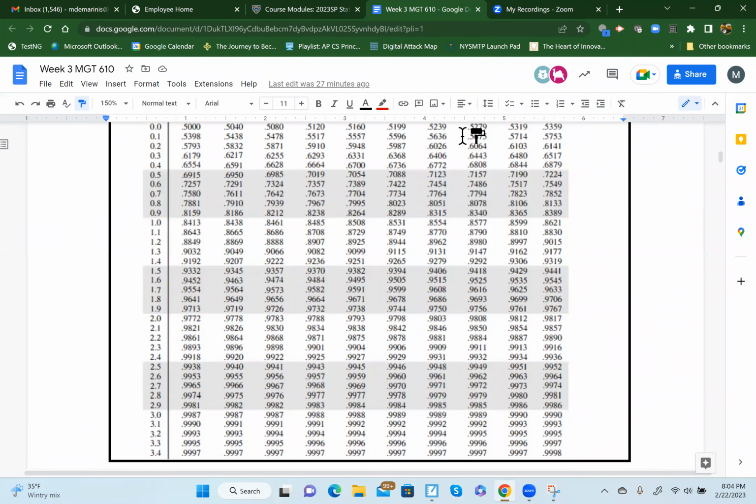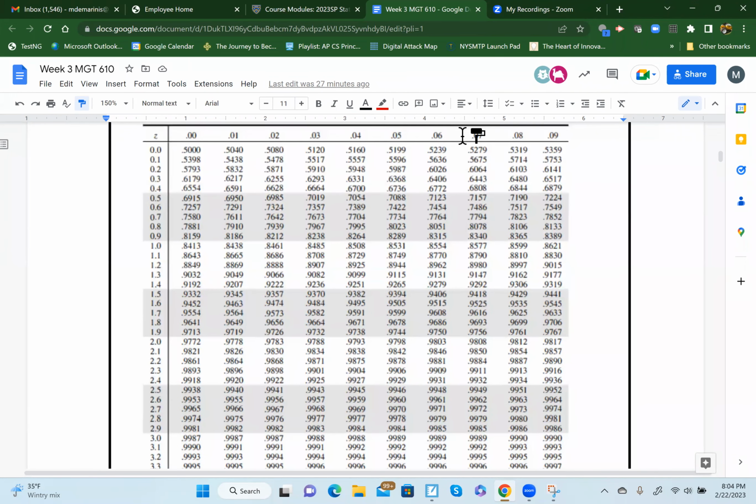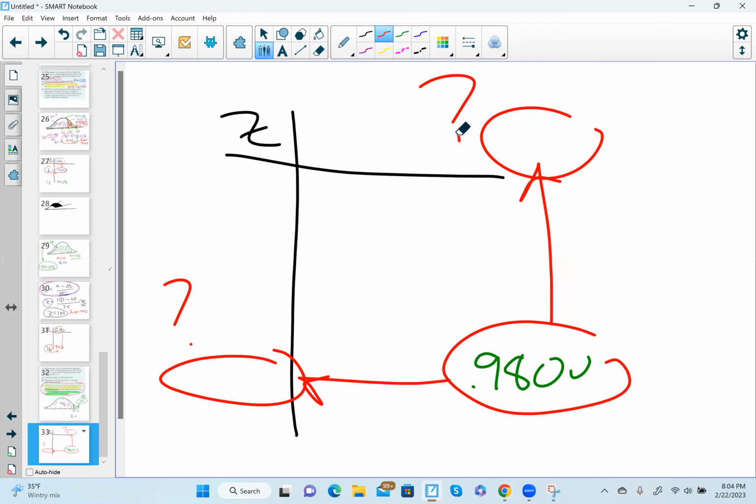Let's see what we got. I see a 0.9803. That seems really close. Some of you may disagree with me because the number to the left of it is 0.9798. So in the chart, I'll make a new chart.